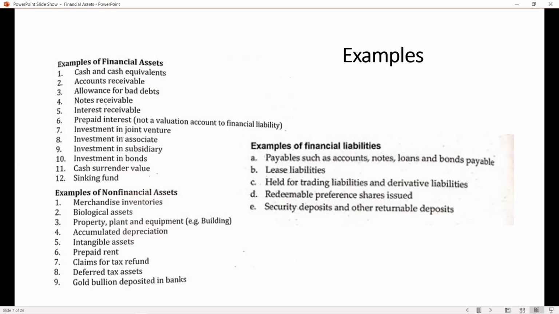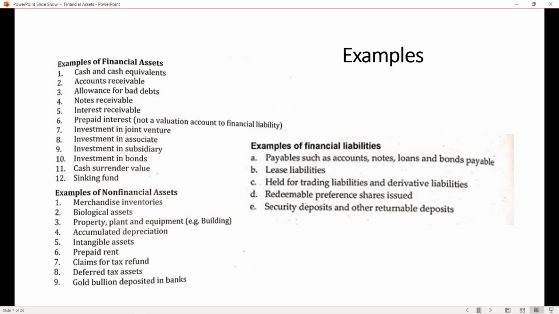Investment in joint venture is also a financial asset. Investment in associate is a financial asset. Investment in subsidiary is a financial asset. Investment in bonds, and cash surrender value and sinking funds. The examples of non-financial asset, on the other hand, are merchandise inventory, biological asset, property, plant, and equipment, like building, land, and accumulated depreciation, which is a contra asset account of property, plant, and equipment, intangible asset, prepaid rent, claims for tax refunds, deferred tax assets, and gold bullion deposit in banks.